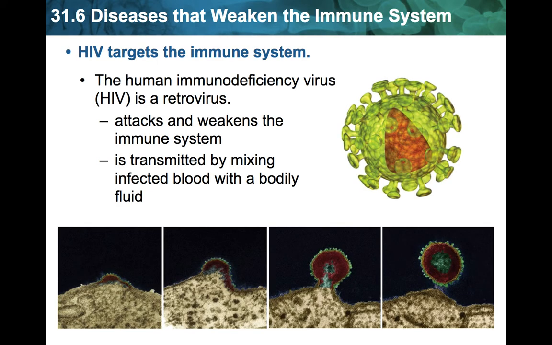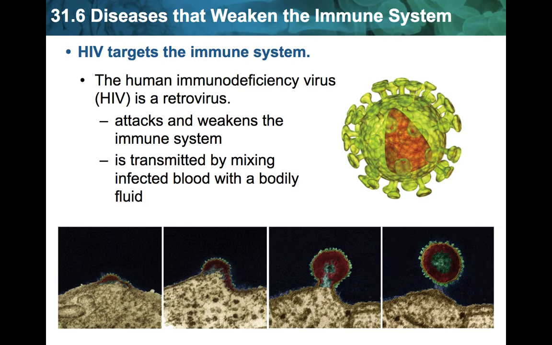We talked about HIV before, but HIV targets the immune system. It's called the human immunodeficiency virus. It's called a retrovirus. That's the category that it's in. And it basically attacks your immune system, which is why it's such a huge problem. People with HIV have a very weakened immune system and can catch all kinds of other diseases while they have HIV because their immune system is weakened by HIV.